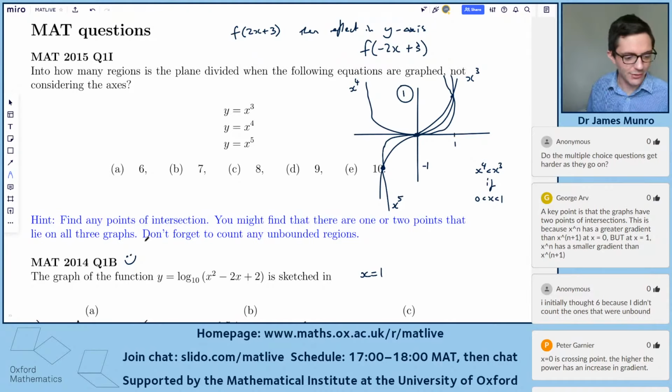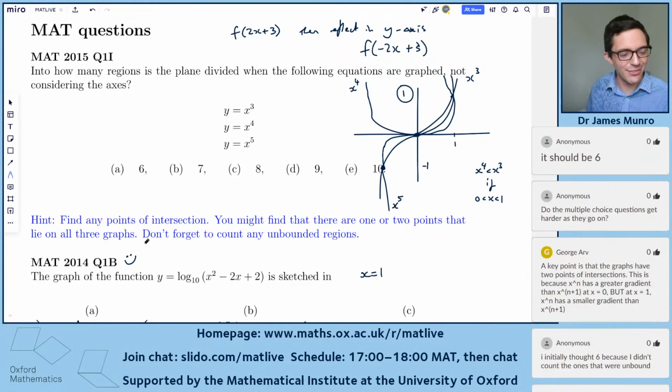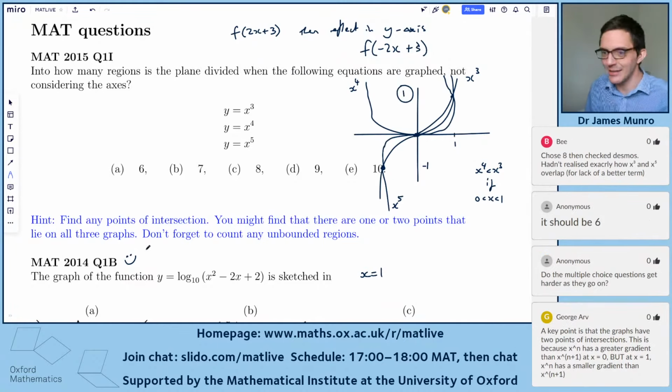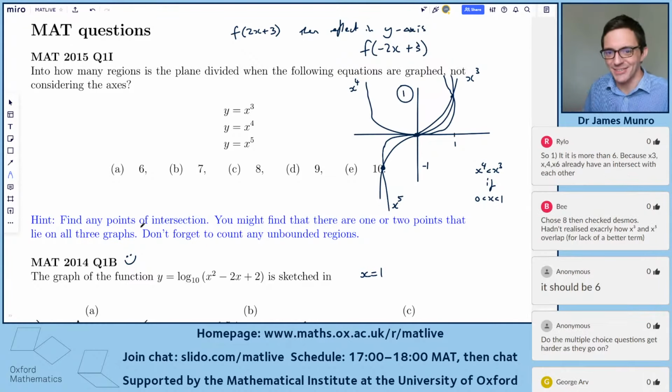One year I wrote a question that I thought was good. It was a 1B. We put it in at 1B, and then it turned out people didn't like it. I found out that people are quite bad at e to the kx.